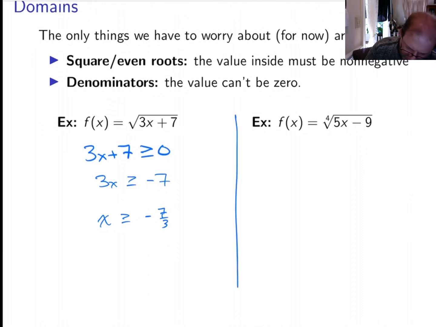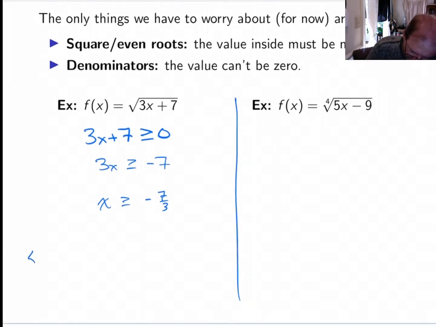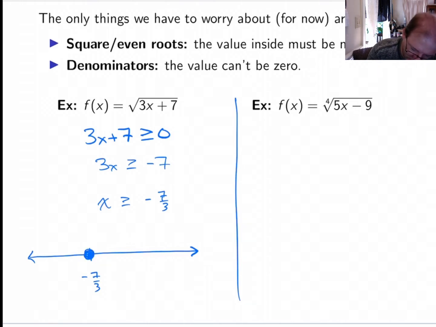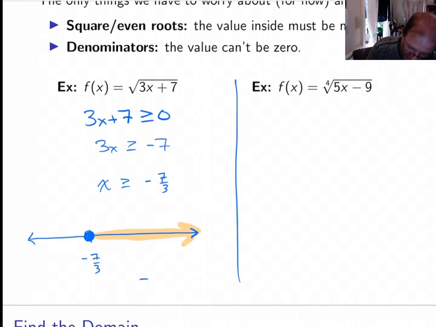Now, how would I write that in interval notation? Well, honestly, I would do this. I'm going to write my real number line. I'm going to put negative 7/3 on it. And let's see, we can include that, and we also want to include anything that is, notice this says x is greater than or equal to. So we want to include everything above it. So x could be any of those numbers there. So my domain here is going to be everything from negative 7/3 to infinity, including negative 7/3.